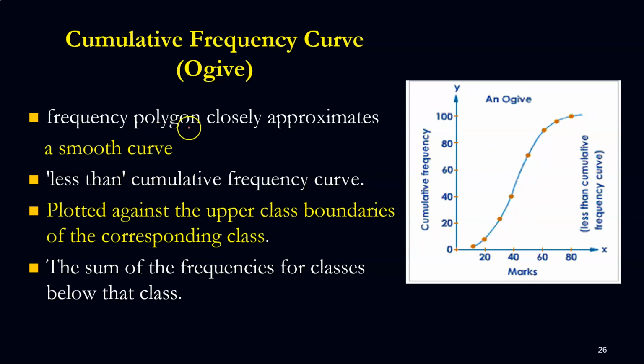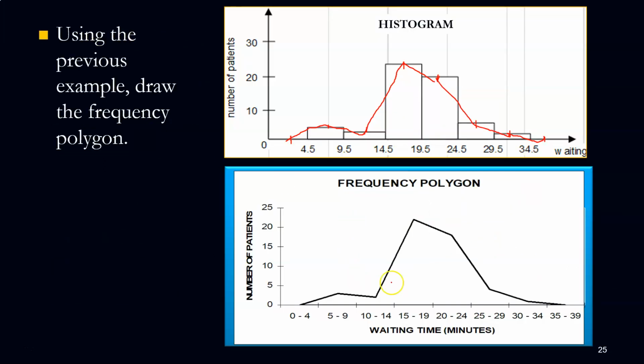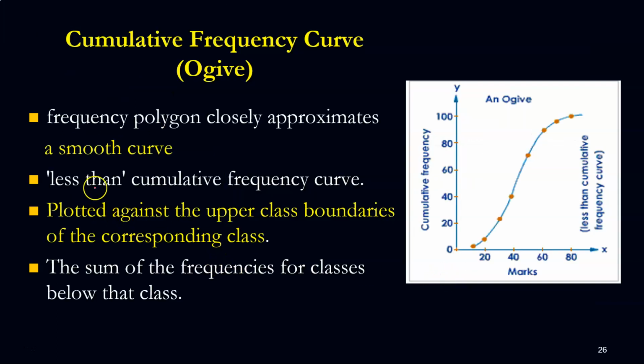Okay, frequency polygon closely approximates a smooth curve. Dia kata frequency polygon tu lebih kurang lah approximate the smooth curve. Cuma dia ada bucu-bucu kan macam ni. So, a less than cumulative frequency curve. Then we plotted again, ataupun OGIF ni kita panggil sebagai less than cumulative. Nama lain dia less than cumulative frequency curve. So dia ada dua nama, less than cumulative frequency curve or cumulative frequency curve or OGIF.